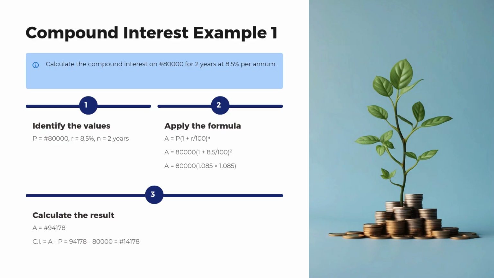Step 4. Find the compound interest. Compound interest equals amount minus principal. Substitute the values. Compound interest equals 94,178 minus 80,000. Final answer. Compound interest equals 14,178 naira.